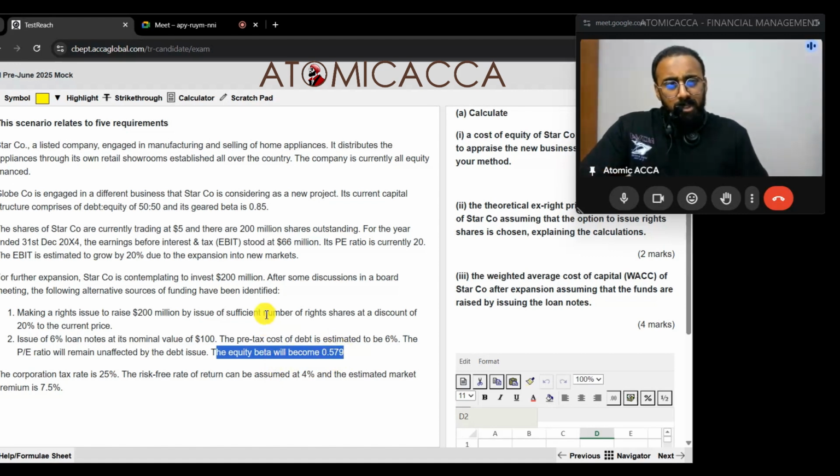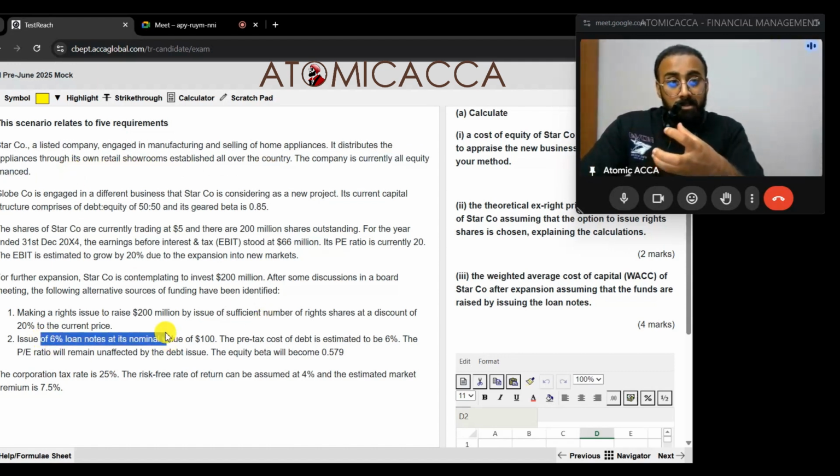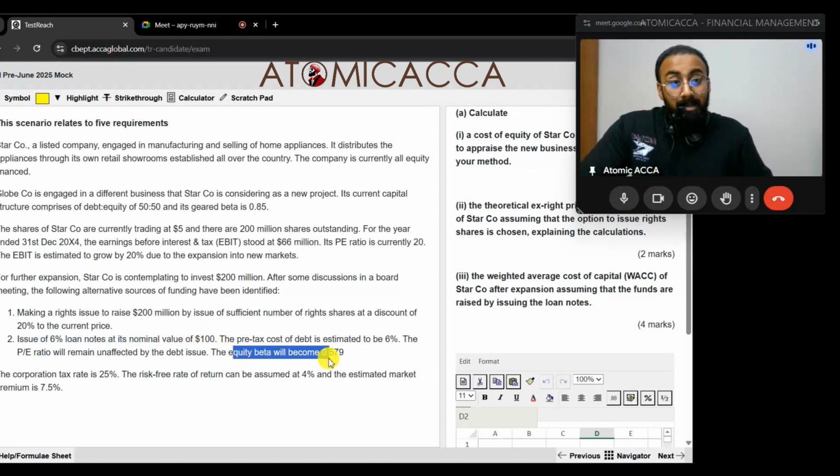Why will the equity beta change now? Because previously this Star Company was completely equity financed. Now when you're issuing debt, what happens? Debt comes into the capital structure. Debt is something that will increase the financial risk of the company. So automatically the equity beta will change. So the equity beta that you have here and the equity beta over here in the initial stage will definitely be different, right? Corporation tax rate is 25%.